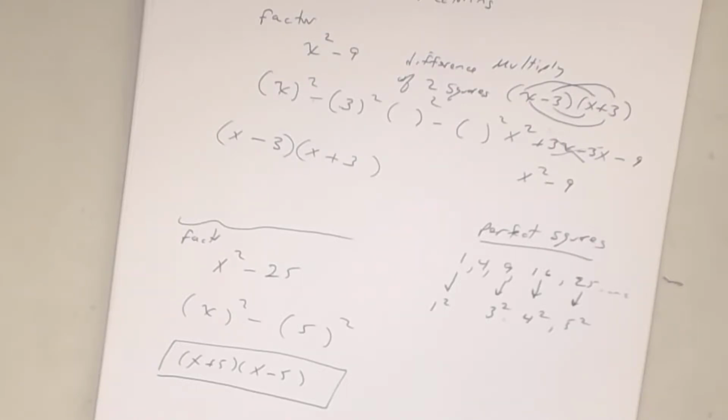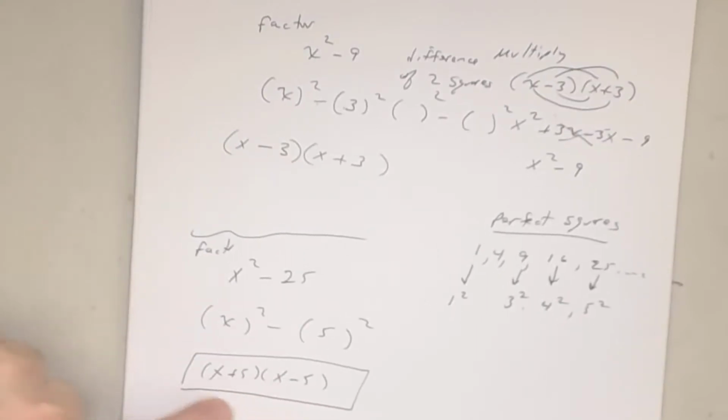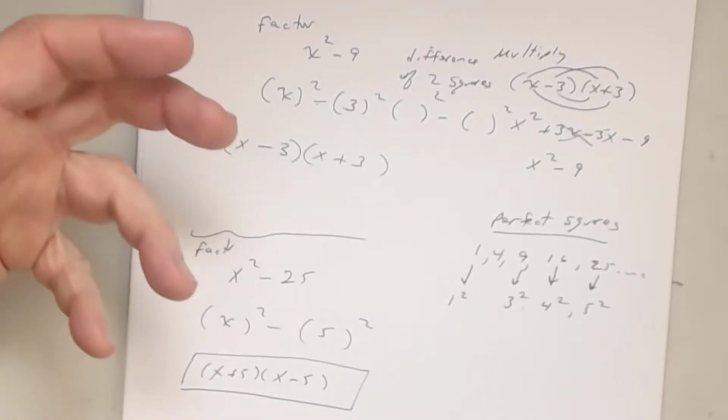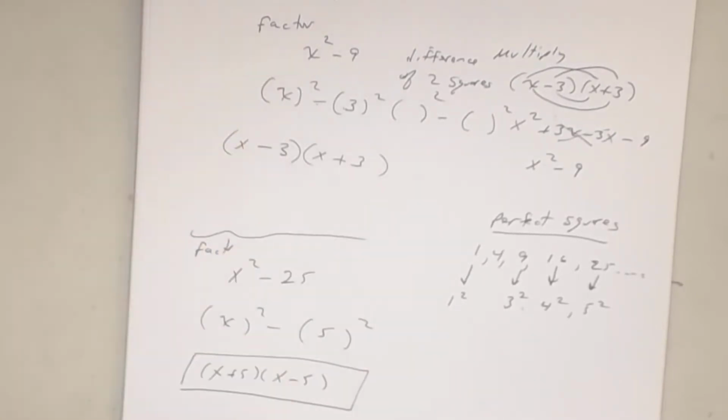And remember, you can always check just like you did before. What's the outer? Negative 5x. What's the inner? They cancel out, right? And you're left with x squared minus 25. Okay?